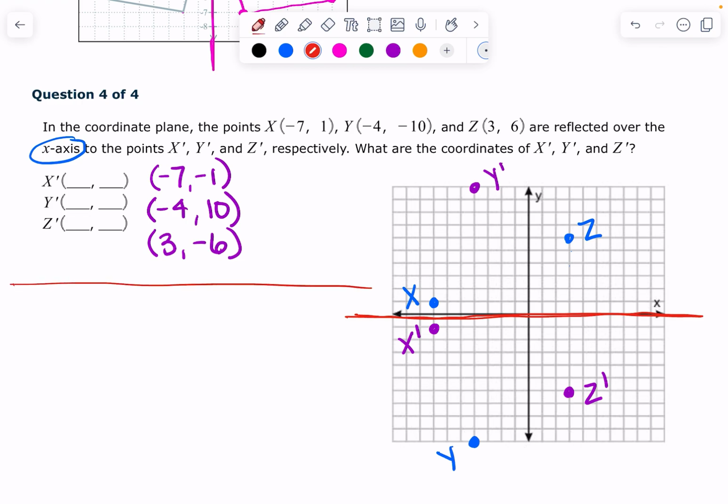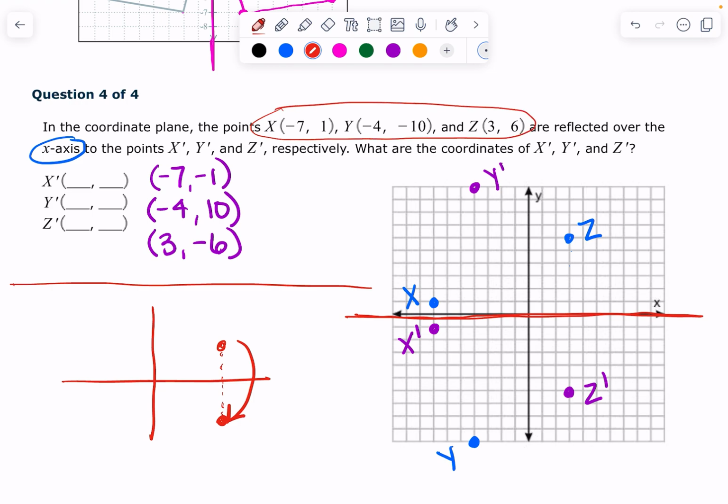The other way you can do that is if you reflect something over the x-axis, or imagine you have a point here and it's reflecting over, the x value is going to stay the same. It's just the y that's changing to the opposite. So I can just look at these points that were given to me, and I can keep all the x's the same. So -7, -4, and 3, and I can just change the y's to the opposite. So -1, 10, and -6, which are the same answers as what we got when we did it with the graph.